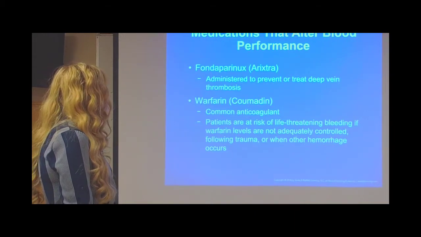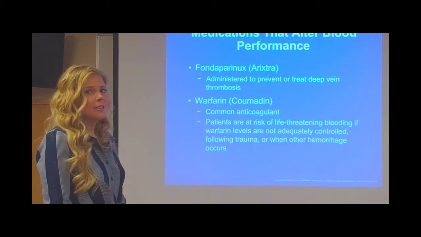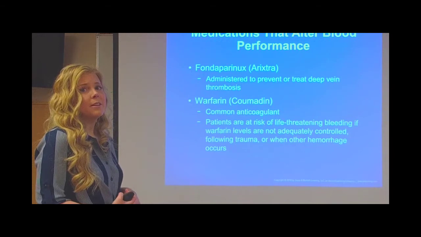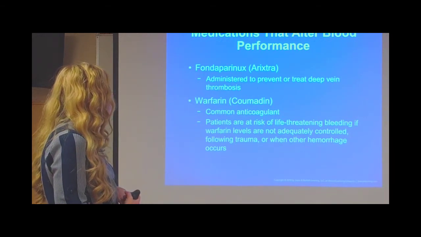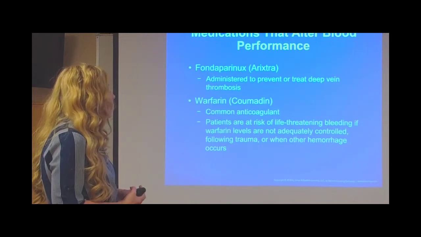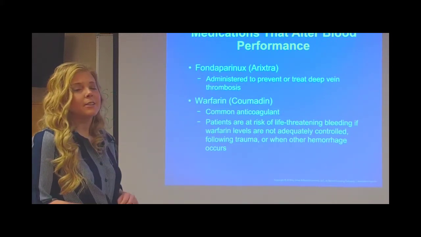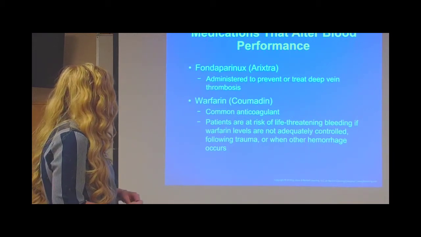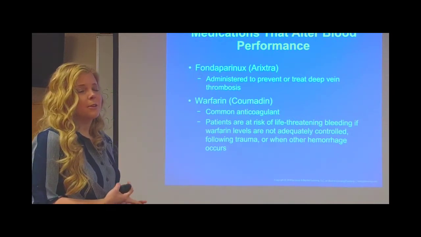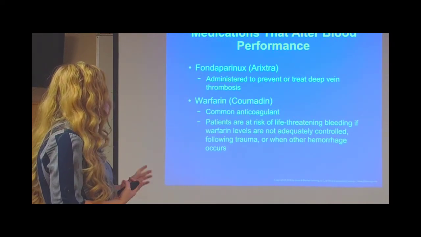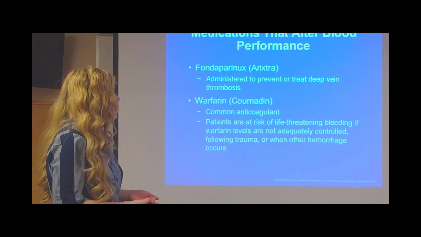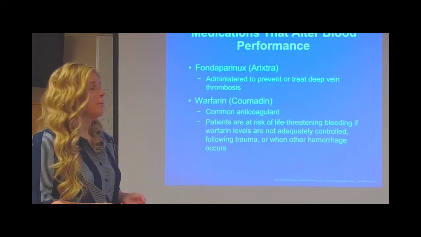Warfarin. So the anticoagulants work on the coagulation cascade. So with warfarin, it inhibits factors 2, 7, 9, and 10 in that coagulation cascade, as well as protein C and S. It's very common. Patients are at risk for bleeding if their INR is not monitored adequately. Some other ones that aren't listed on here are going to be your factor 10A inhibitors, your Xarelto and your Eliquis, which inhibit factor 10A. And then you have your factor 2A inhibitors, your direct thrombin inhibitors like Pradaxa.